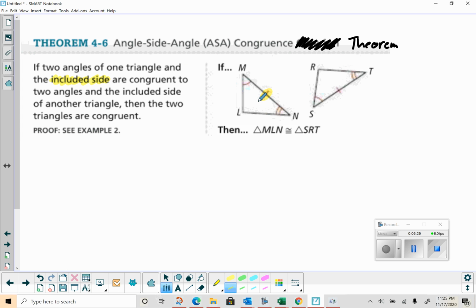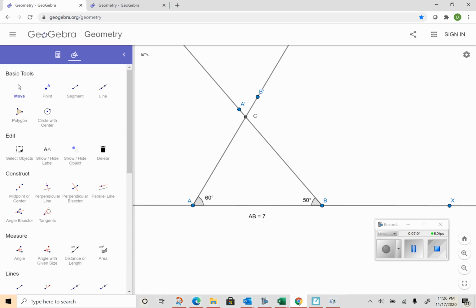This is the included side. Between angle M and angle N, the included side is segment MN. Between angle S and angle T, the included side is segment ST. Okay, so you're going to be given two angles and the included side. So again, that's why we put the S in between the two A's, because that side is the included side between the two angles. And again, just as you see here.